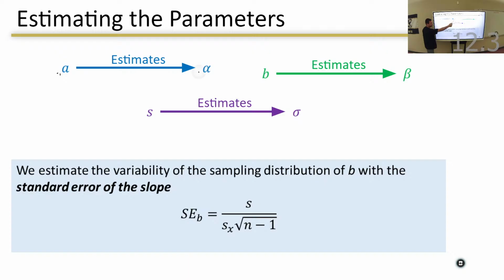A estimates alpha, B estimates beta, S estimates sigma. You already know the bottom one. A estimates alpha, that's not the significance level, that's the y-intercept. B is the slope, B and beta. You don't care about the formula.